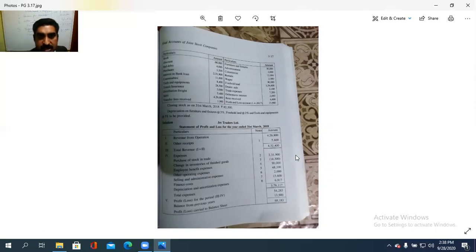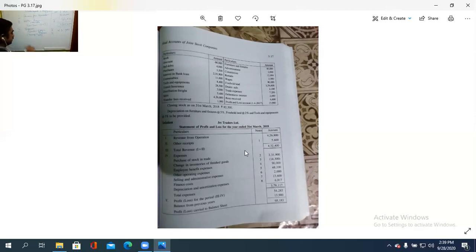So how much is the stock? 68,000 is there, and the closing stock is 82,300. So take the difference between both, closing stock minus opening stock. So that is the purchase of stock in trade, the change in the inventories of finished goods or inventory adjusted. That is the third note.